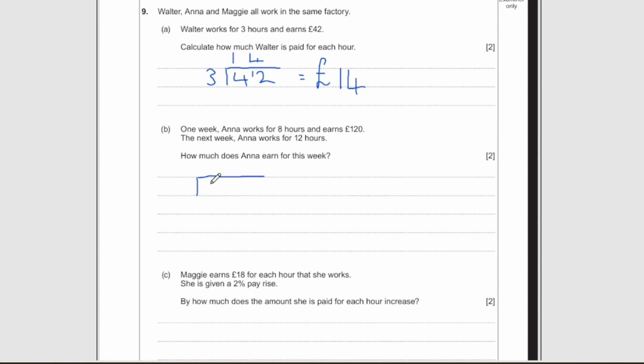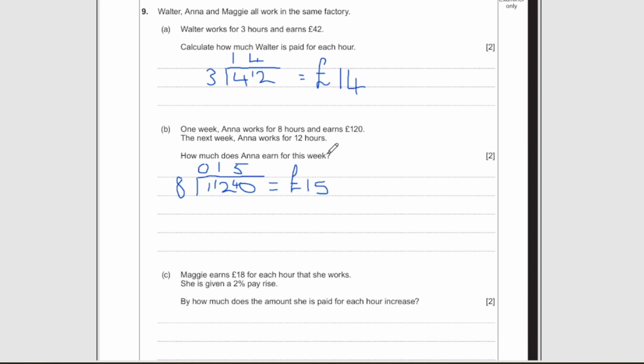We've got £120 divided by 8. So how many 8's go into 1? That would be 0. Carry the 1. How many 8's go into 12? That is 1. Carry 4 with a remainder of 4. So we carry that across. How many 8's go into 40? That is 5. So £15 per hour.